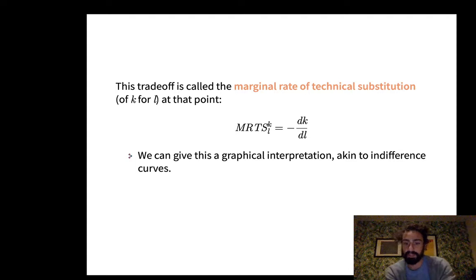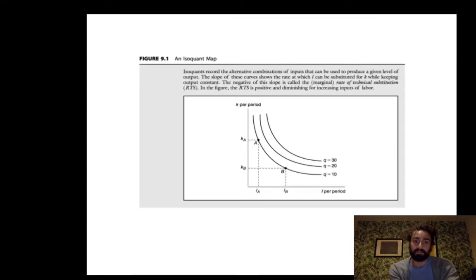I'll give you a graphical interpretation right now. This is what the isoquants look like. You can see each of the things that look like indifference curves are now labeled as levels of production. You have quantity 10, quantity 20, quantity 30. That's how much output you have at each level. And these are different input vectors, so amounts of capital and labor that produce the same amount of output when combined, according to the firm's technology, right?